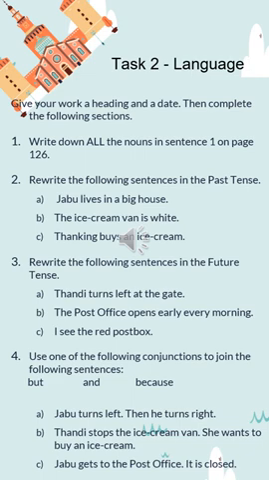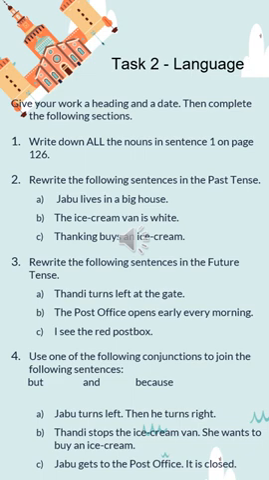A. Jabu lives in a big house. B. The ice cream van is white. C. Thandi buys an ice cream. Number 3. Rewrite the following sentences in the future tense. A. Tandi turns left at the gate. B. The post office opens early every morning. C. I see the red post box.